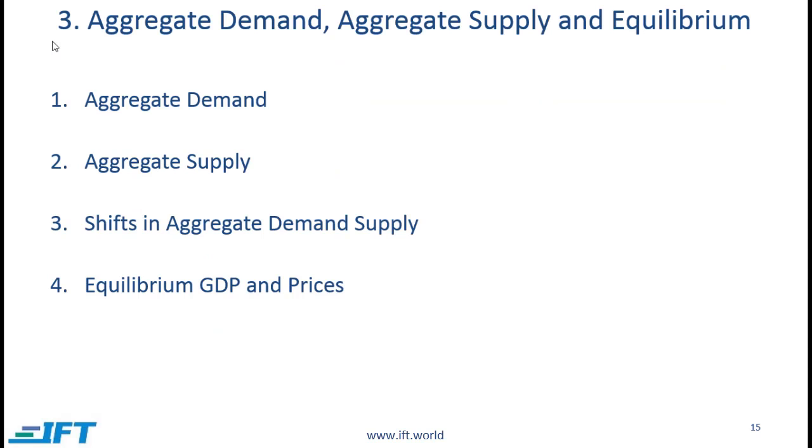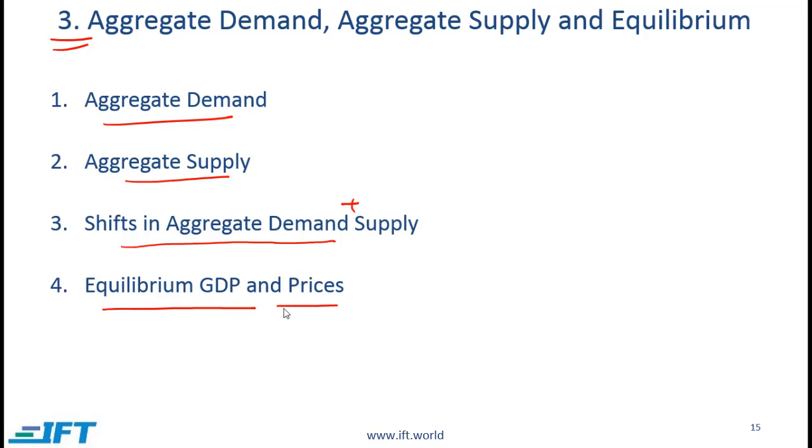We now come to section 3 of this reading, and here we will talk about aggregate demand, aggregate supply, shifts in aggregate demand and supply, and equilibrium GDP and prices. This is a very long section of the curriculum, especially section 3.1. There is a fair amount of complexity.